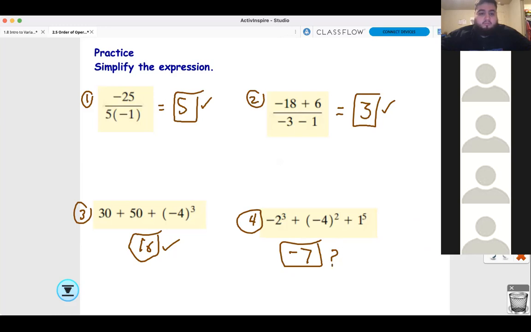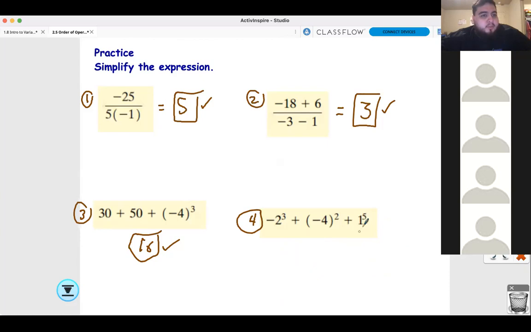I got a +7. We got a +7. Ooh, the plot thickens, class. It's a debate. Is it -7 or is it +7? So let's determine that. Let's figure that out, right? Let's break down the exponents for each one. Well, 1 to the 5th is the easiest, right?